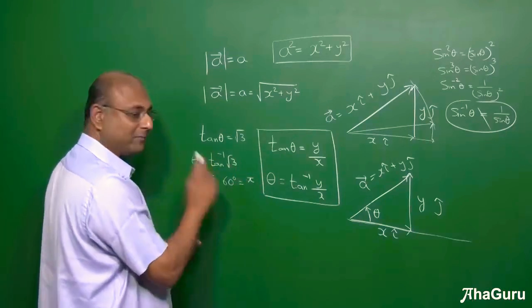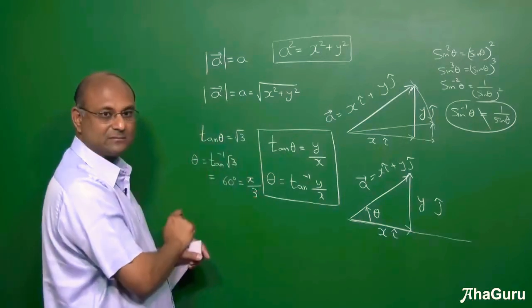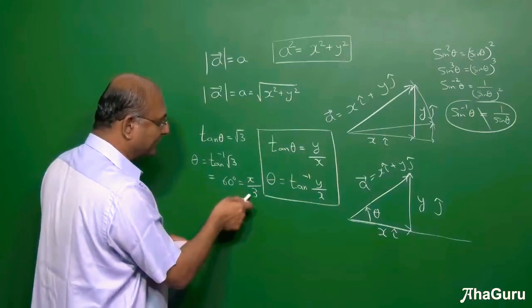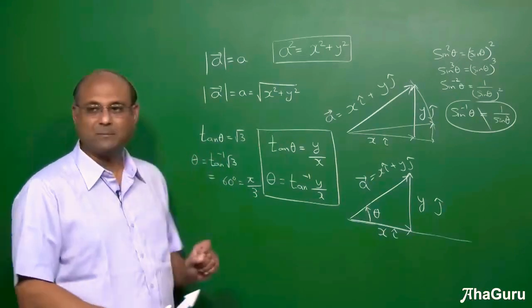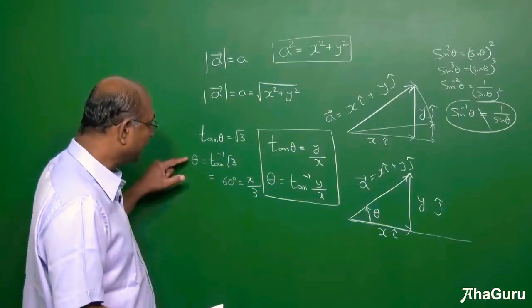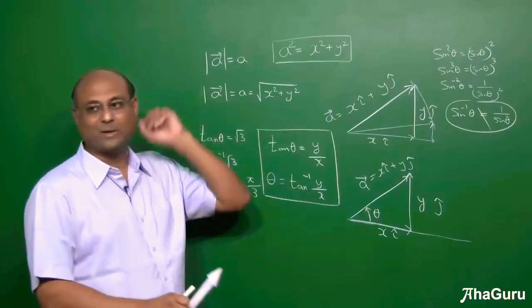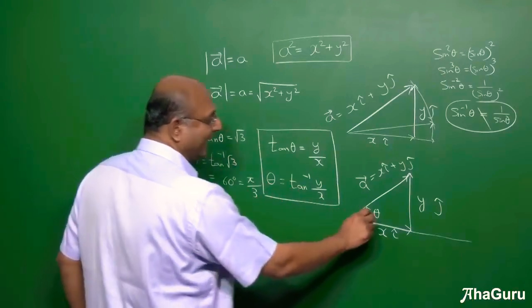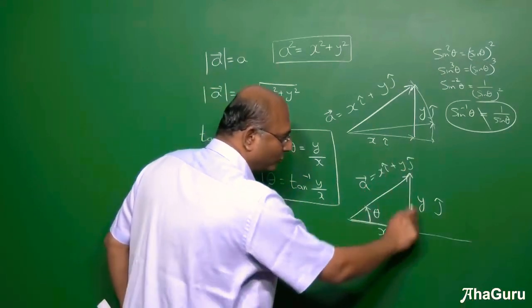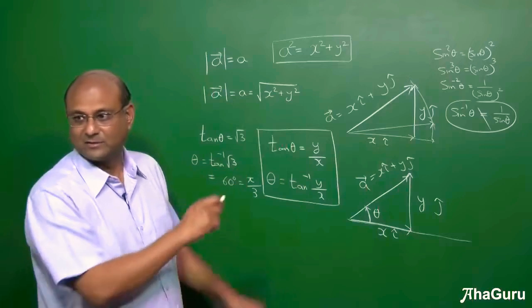So pi divided by 3 radians. Okay, so we'll either say 60 degrees or pi by 3. Many times you will end up saying pi by 3 for radians. So I hope this is clear. Tan inverse simply means the angle whose tan is y by x. Okay, so what is this angle that the vector makes? Do y by x, tan inverse of y by x.